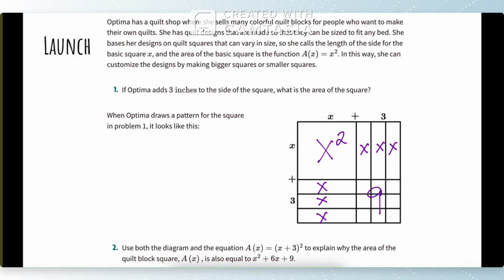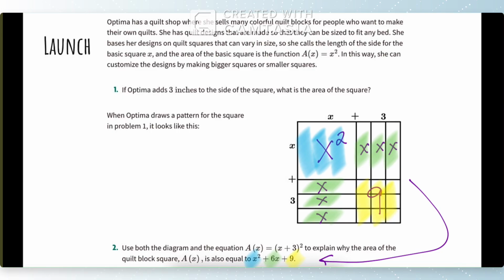So using both the diagram and the equation to explain how these things work, this is the sum of all the parts. I think Derivative likes blue for the x squared, so there's the 1 x squared. I think they use green for the x's, so we have 3 x's on this side, 3 x's on this side for a total of 6 x's. And then I think on Derivative they use yellow for these bottom squares, so there are 9 little yellow squares in the bottom.